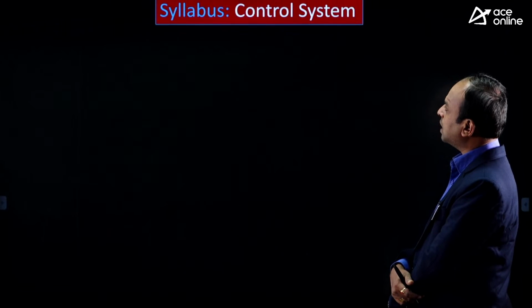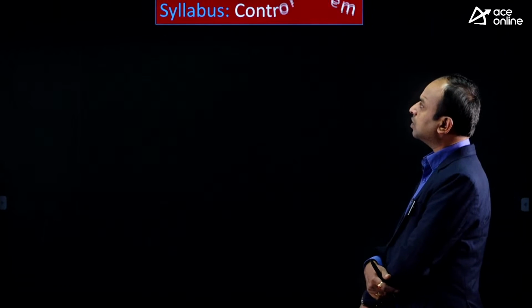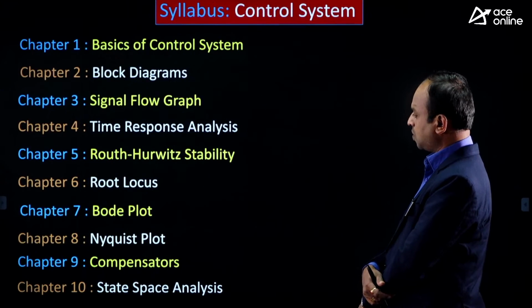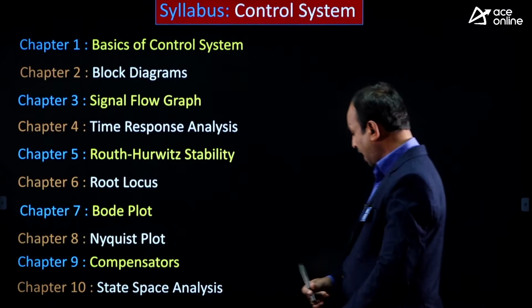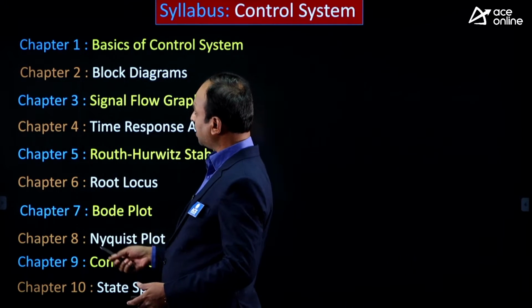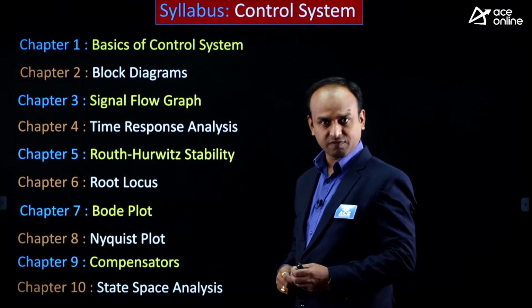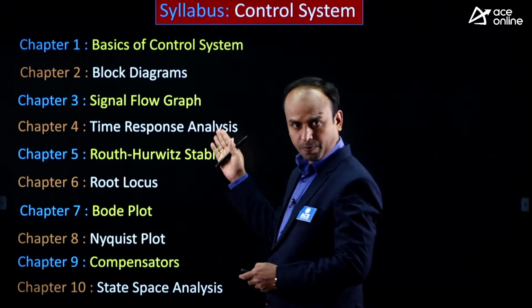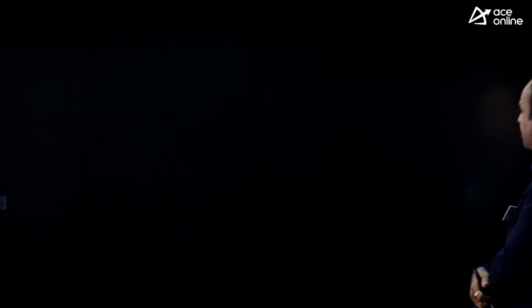Now, what is the syllabus for the control system? Observe. This is the syllabus for the control system. Teaching all chapters within 1 hour is not possible, so I am selecting one topic here. Now observe the topic name.